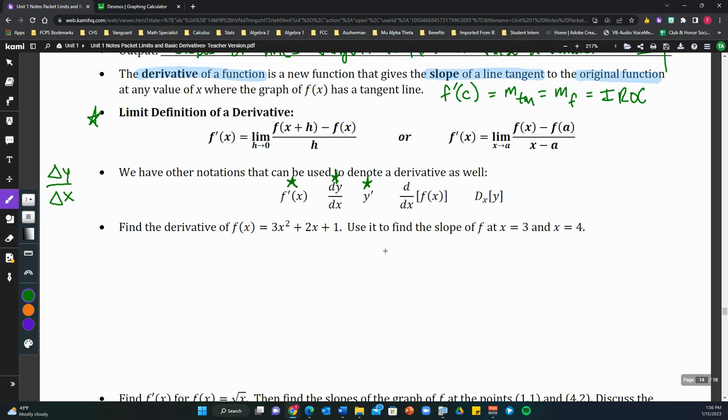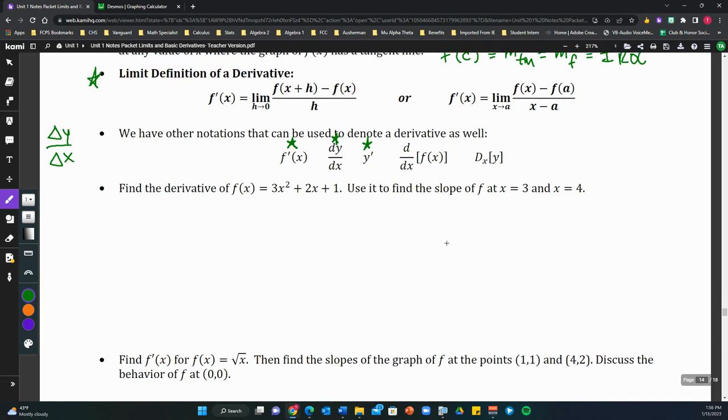So let's dive in and actually try one of these. I want to find the derivative of the function f of x equals 3x squared plus 2x plus 1. So that's my goal. And after I find that derivative equation, then we will use it to answer the second part. But when the directions say find the derivative of, your goal is to find f prime of x as a function of x. So this can't just be a number. It needs to be a function of x. Okay, so let's do that.